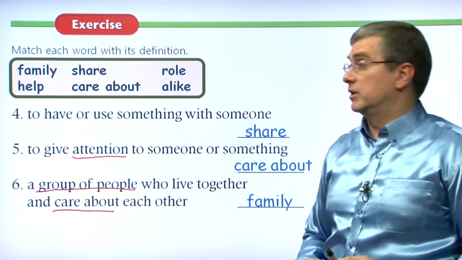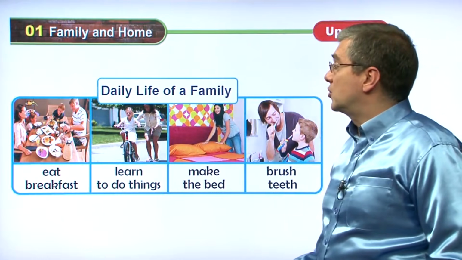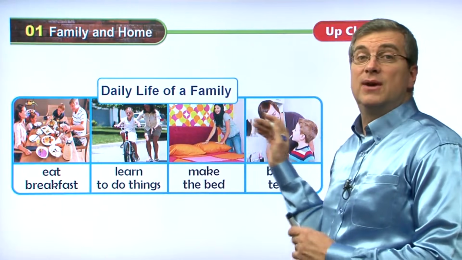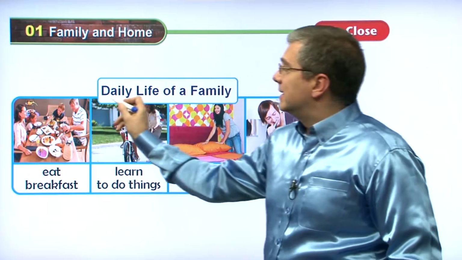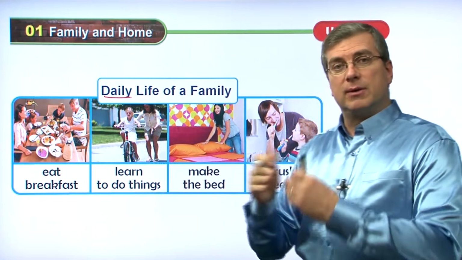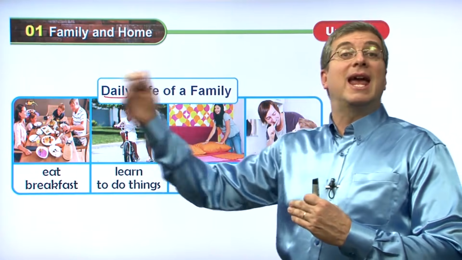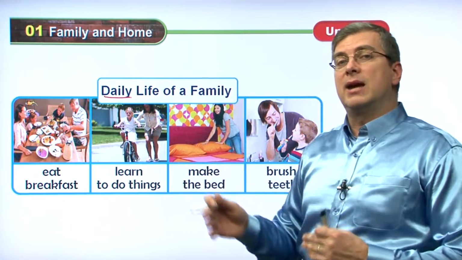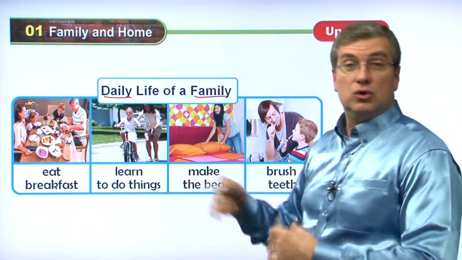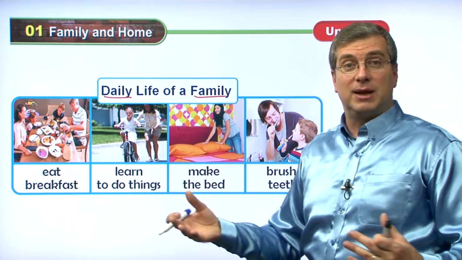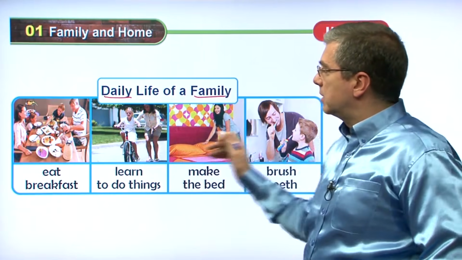Those are some definitions. Okay, now we've come to our chart that shows the daily life of a family. So we take a look at this, the daily life. Daily means from the morning to the evening and of course into night. So the daily life. What does a family do together? The daily life of a family. Let's talk about that. Let's take a look at the pictures.